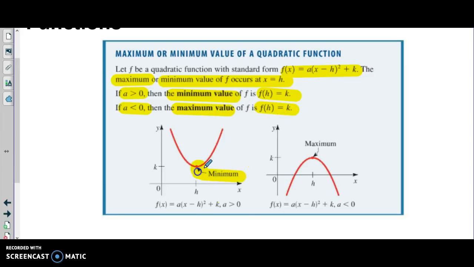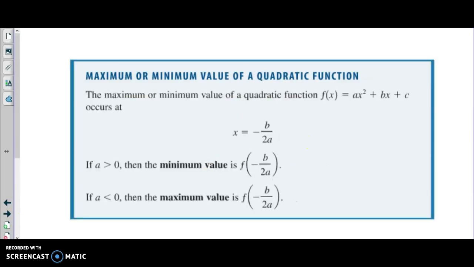Notice here we have a minimum, which we kind of talked about last section, and then there's our maximum point. Okay, so maximum or minimum values of a quadratic function.